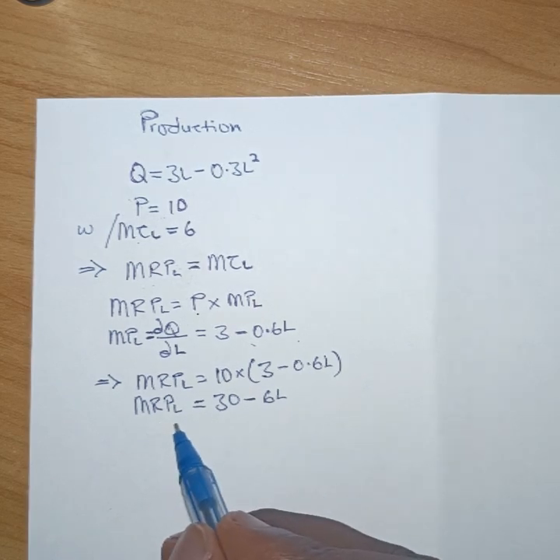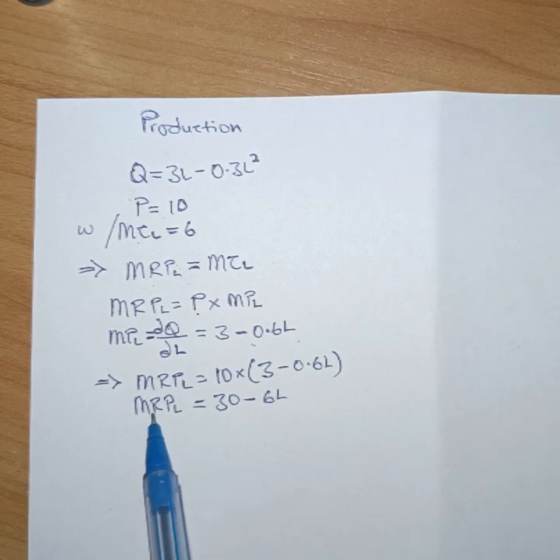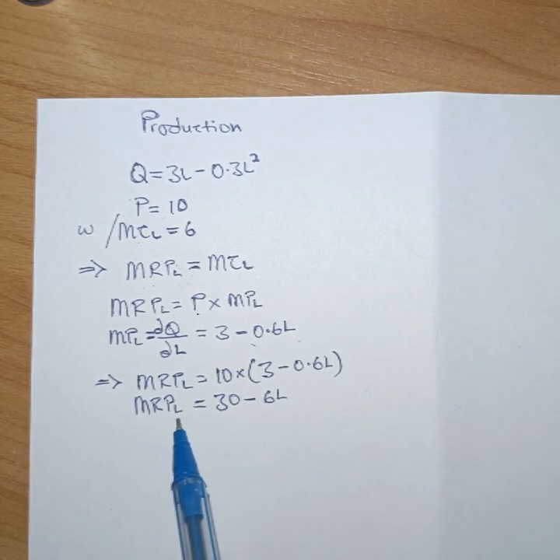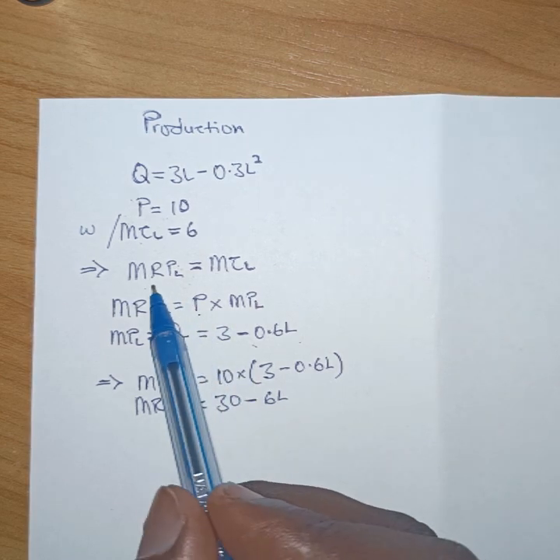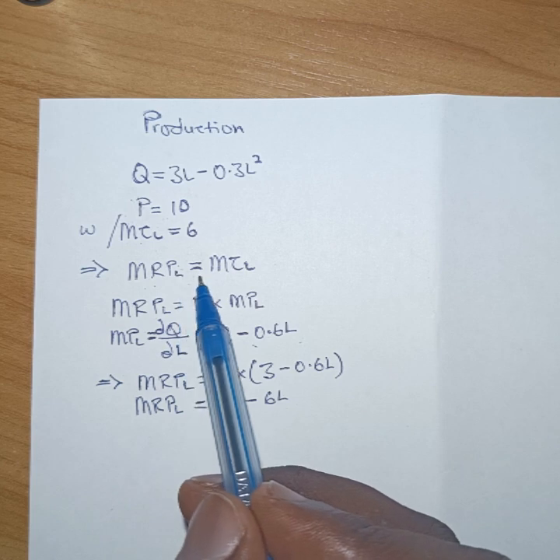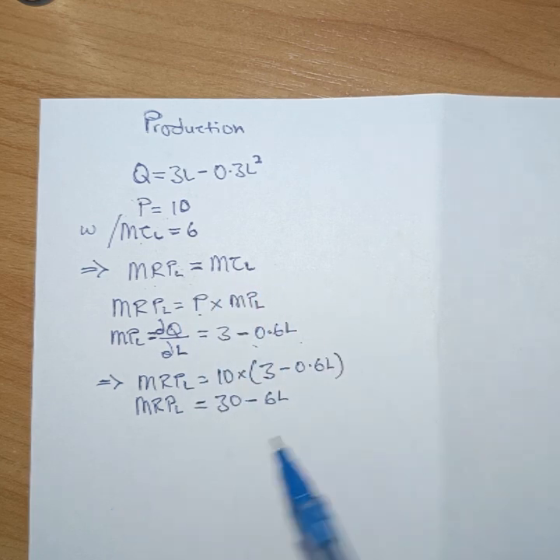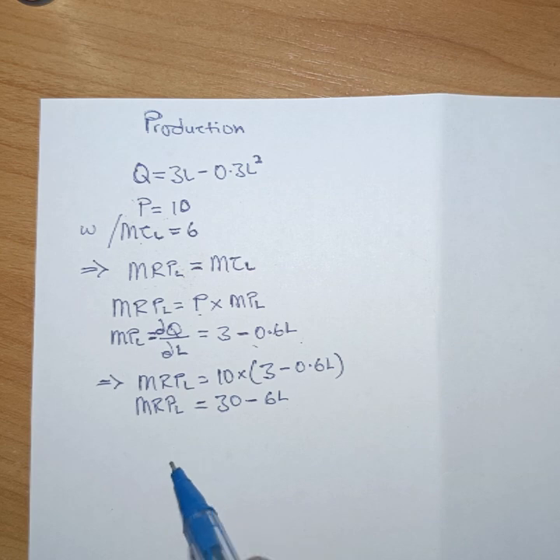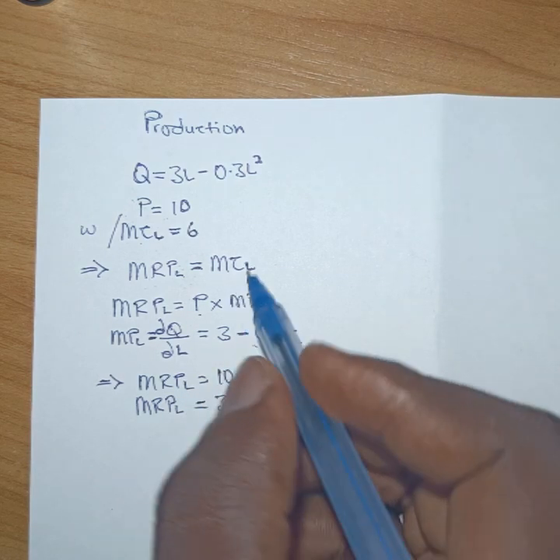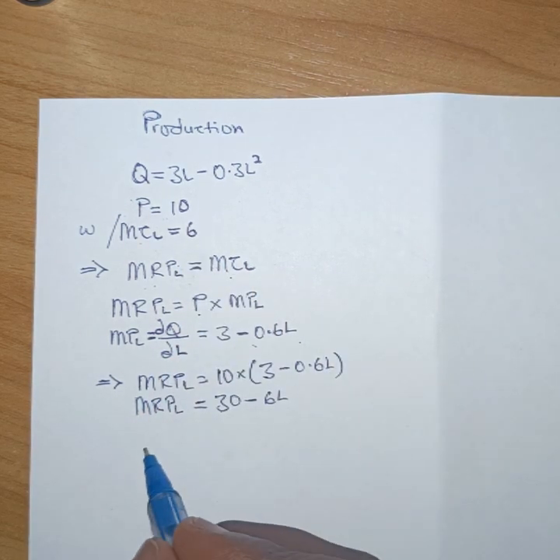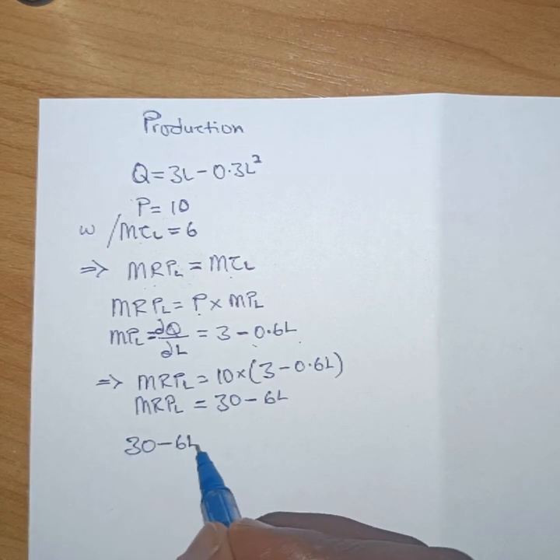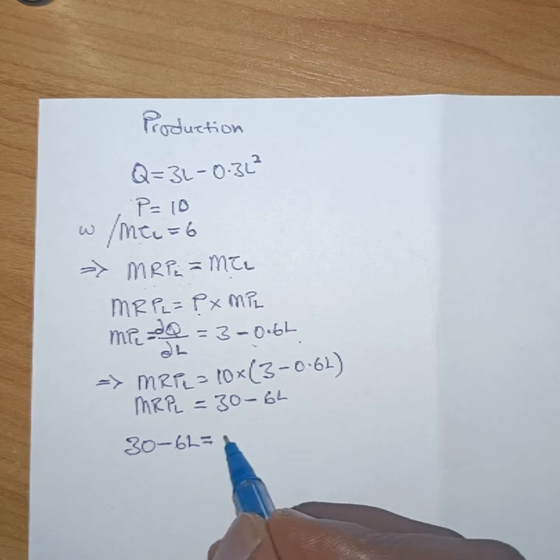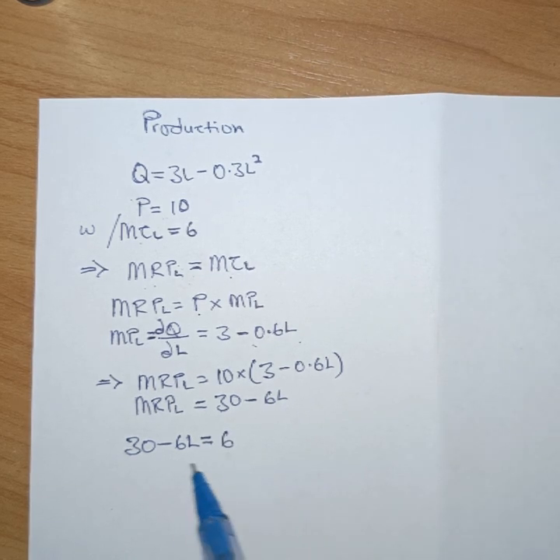So now that we've gotten this, we are almost done. Our MRPL, which is marginal revenue product of labor, equals 30 minus 6L. The condition says that MRPL equals MCL, to be able to find our optimal labor usage. So we put this function into this. MCL has already been given to us. So we say 30 minus 6L equals 6. Now that we've gotten this, the work becomes easier.